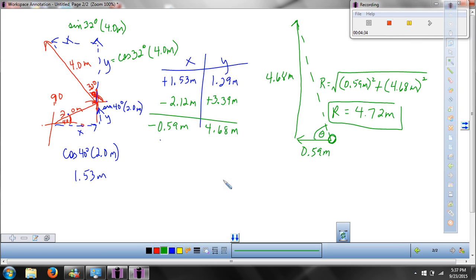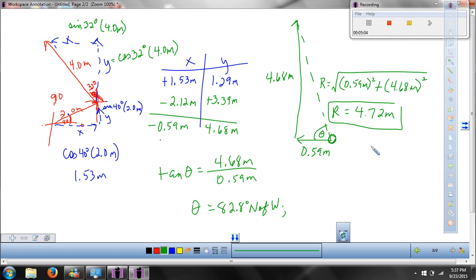Now I need that angle, so I'm going to know that it's a very large angle because it's a very tall vertical distance. So I'm going to say the tangent of theta is equal to 4.68 over 0.59. And when I did that, I got theta to be 82.8 degrees. And I'm going to say that that is north of west.